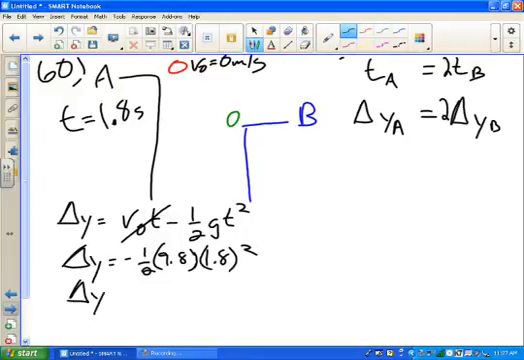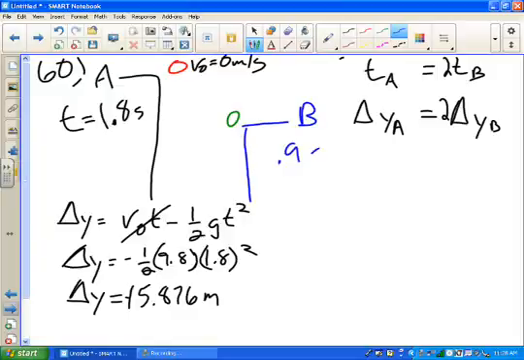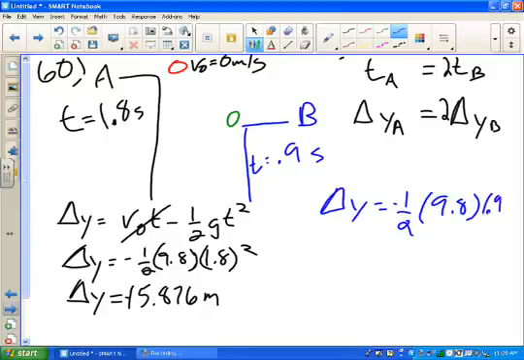Because the initial velocity is 0, we cancel out the first term. Then we plug in negative 1/2 times 9.8 times 1.8 squared. If you plug that into your calculator, you'll get 15.876 meters. It's negative 15.876 because that's the direction the object falls, but the height of the cliff is 15.876 meters.